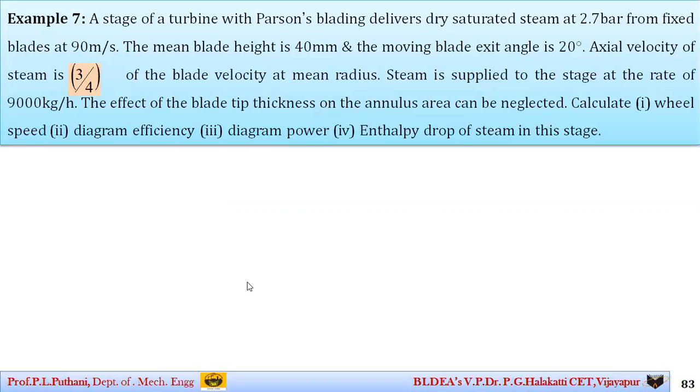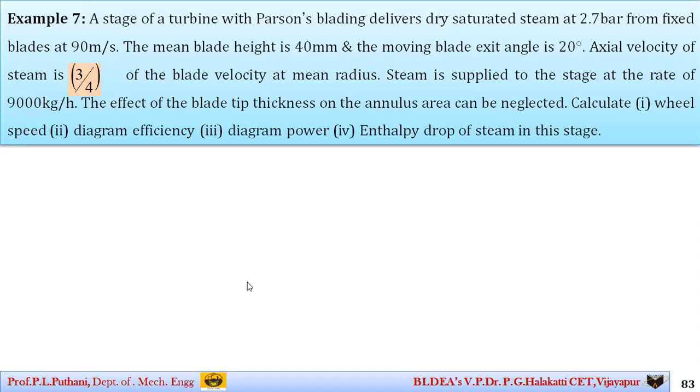Also, the same problem can be taken in another form: a stage of a turbine with Parsons blading delivers dry saturated steam at a blade speed of 90 meters per second. The mean blade diameter is 40 mm and the blade moving exit angle is 20 degrees. The axial velocity of the steam is 3/4 of the blade velocity at mean radius. Steam is supplied to the stage at the rate of 9000 kg per hour. The effect of the blade thickness on the annulus area has to be neglected.